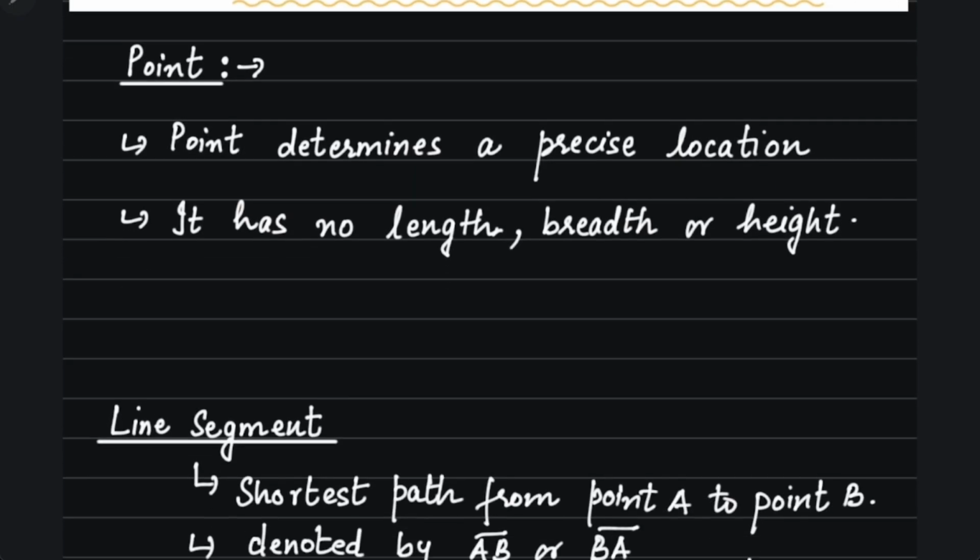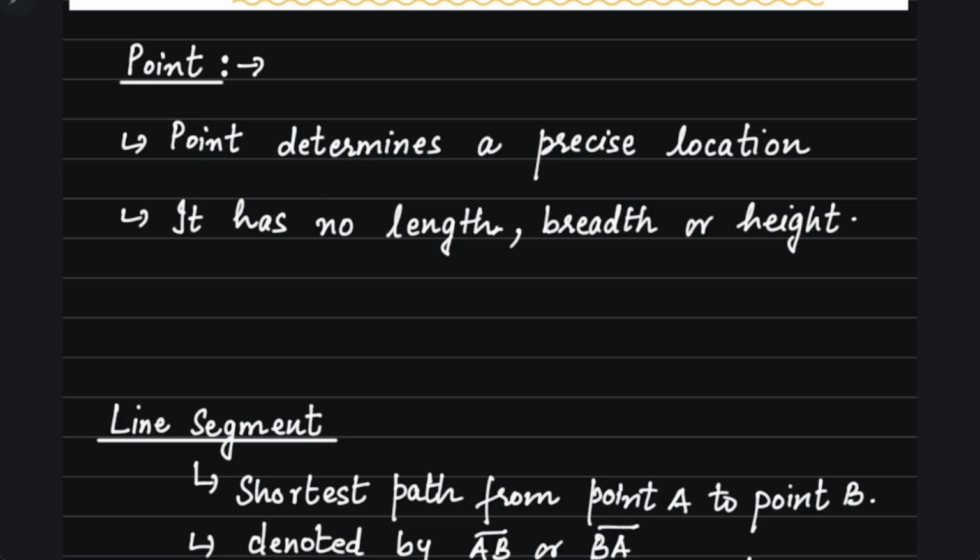So what is a point? A point determines a precise location. So it gives you a location. If we mark a point somewhere, it will tell us that this is the perfect location. It has no length, width or height.